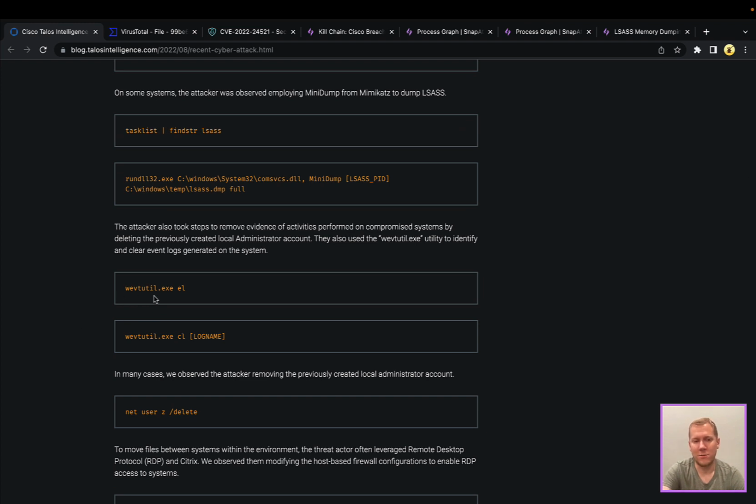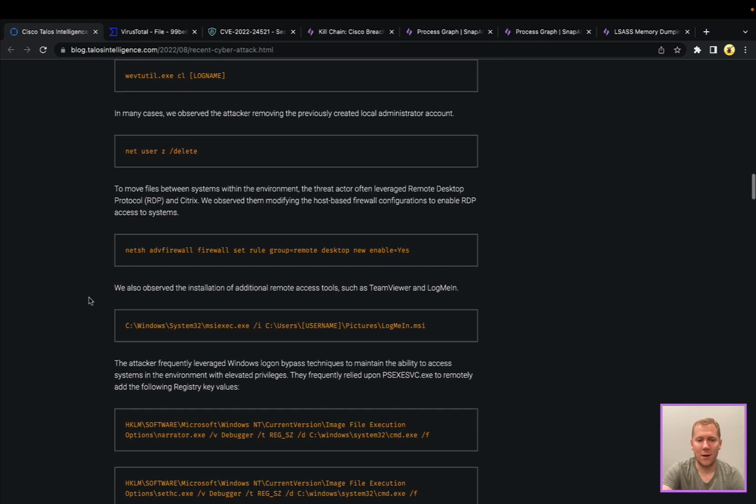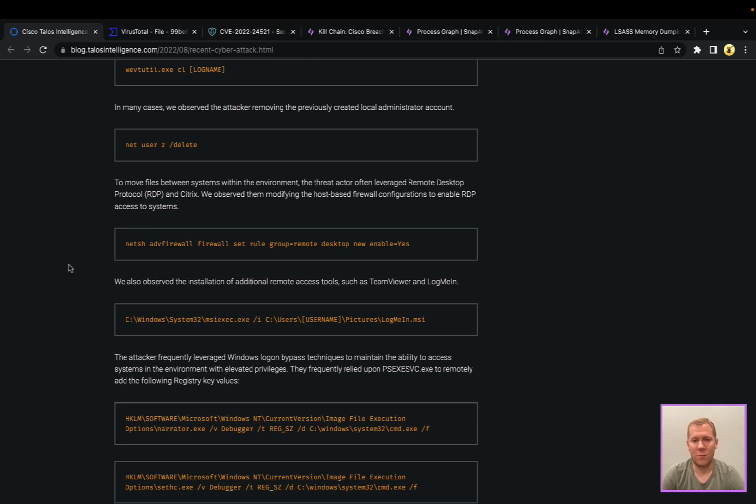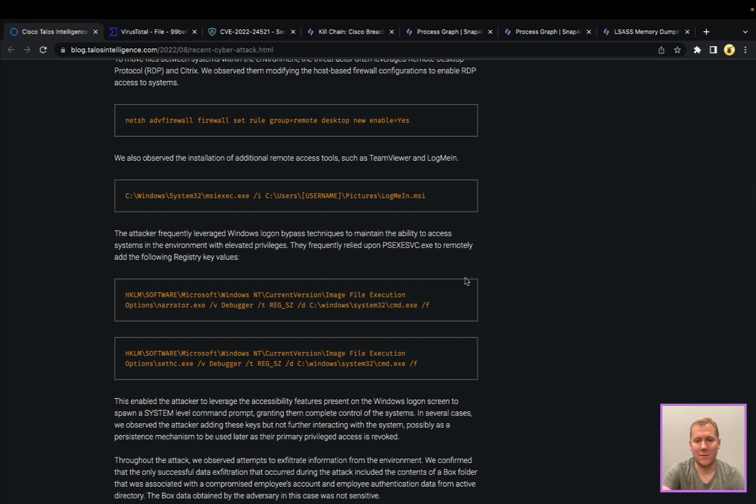Hiding their tracks, so using wevtutil to clear event logs, modifying firewalls so that they could move around laterally. They were using PsExec, and they were using administrative tools like TeamViewer and LogMeIn, lots of common things that are used by a lot of attackers. Again, very highly detectable.